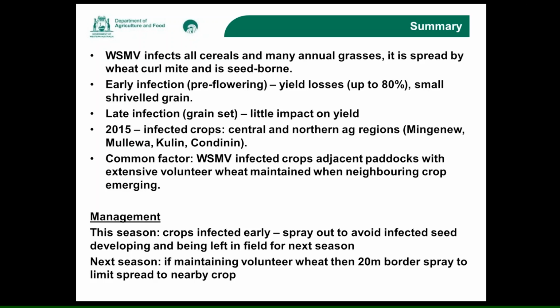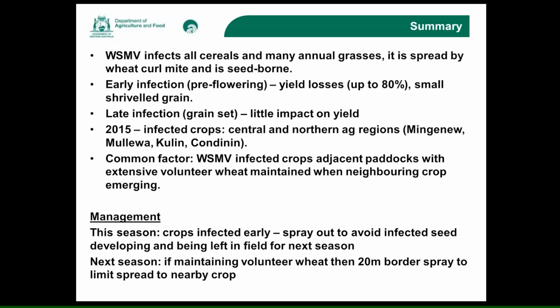from this virus infection. This virus has been proving to be quite widespread across the central and northern ag regions this year, and we've had detections in Minginoo, Malawa, Coolin and Condinin. So some of the common factors that we've been finding in relation to where we've had these reports of infected crops is that the wheat streak mosaic virus infected crops are often adjacent to paddocks that had quite extensive volunteer wheat that had been maintained normally for stock feed, and these crops were adjacent to these emerging crops.